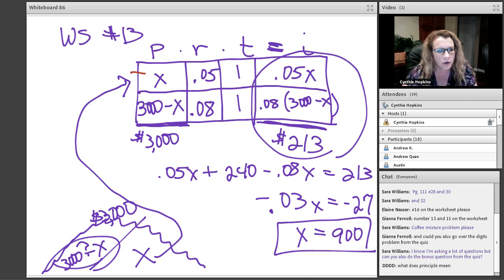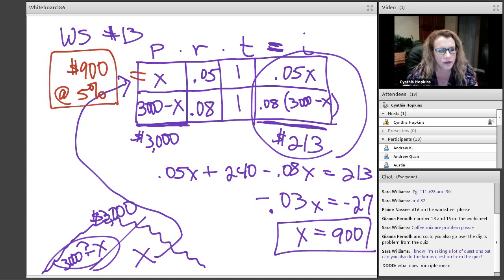Okay, this x equals 900. I'm going to come back over here. That's $900 at 5%. And then when I plug that in to the second box below that, 3,000 minus 900, that's $2,100 at 8%. Now, I don't know for sure that that's right. I'm feeling pretty good about it, but I can double check it.